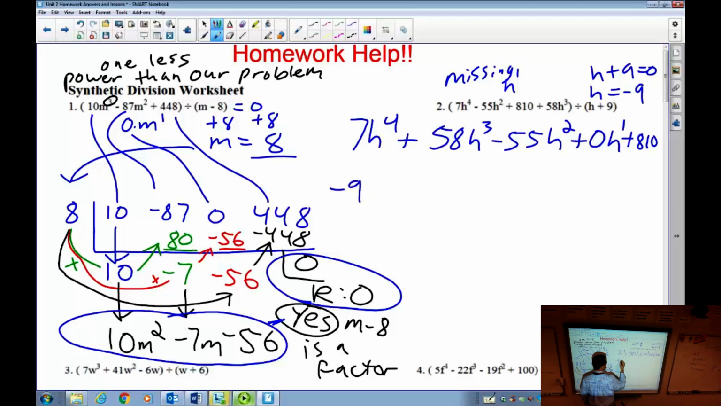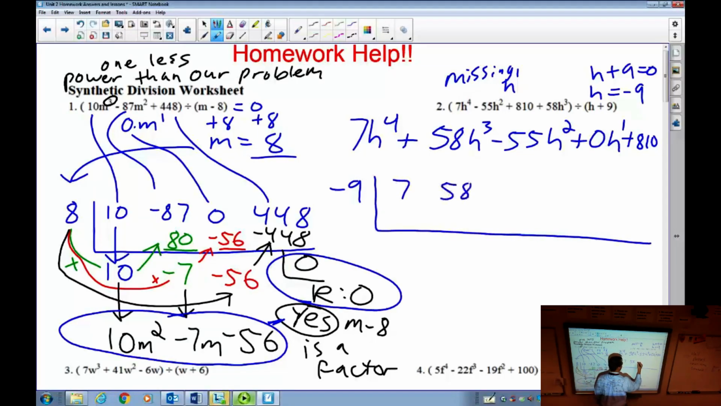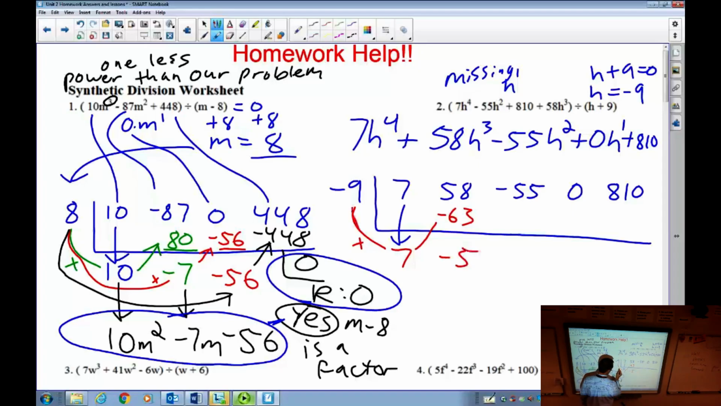So then instead of doing x plus 9, we're going to set it equal to 0 and get h minus 9 to both sides. So h is a negative 9. So we're going to go over here and we're going to put a negative 9 down. We're going to do our upside down house like that. And then we'll just bring down each of those numbers. So 7, 58, negative 55, super duper long division, made simple. Nice. So first step is bring down the 7. So negative 9 times 7 is negative 63. Negative 63 and 58, I believe, is negative 5. Cool. Then negative 9 times negative 5 is a positive 45. And then negative 55 with a positive 45 is a negative 10.